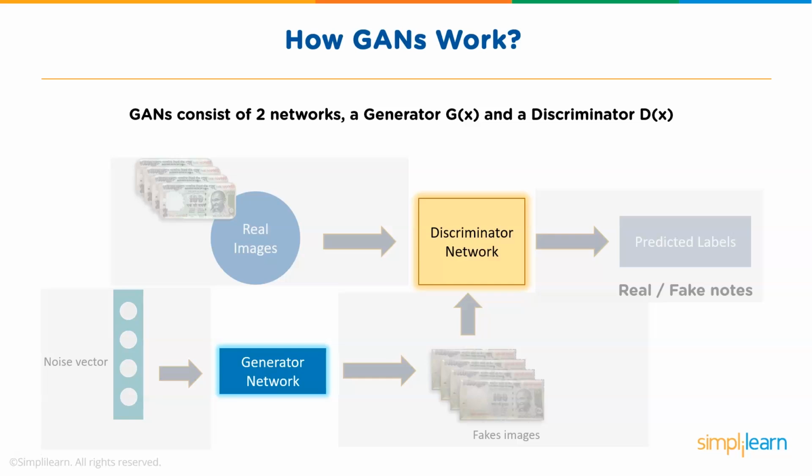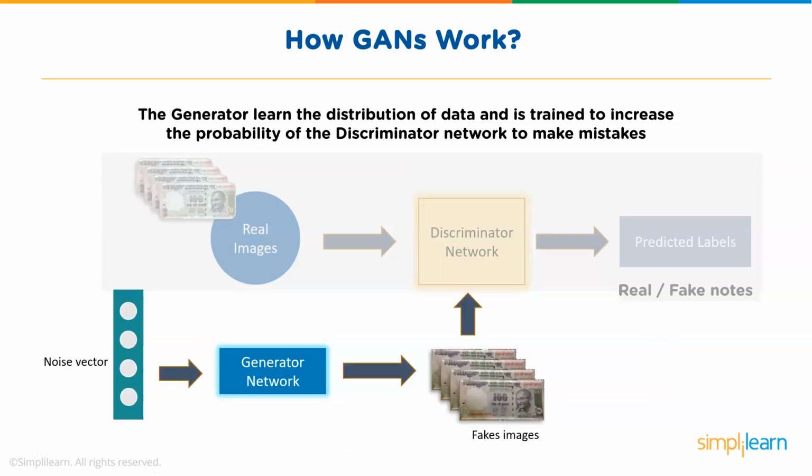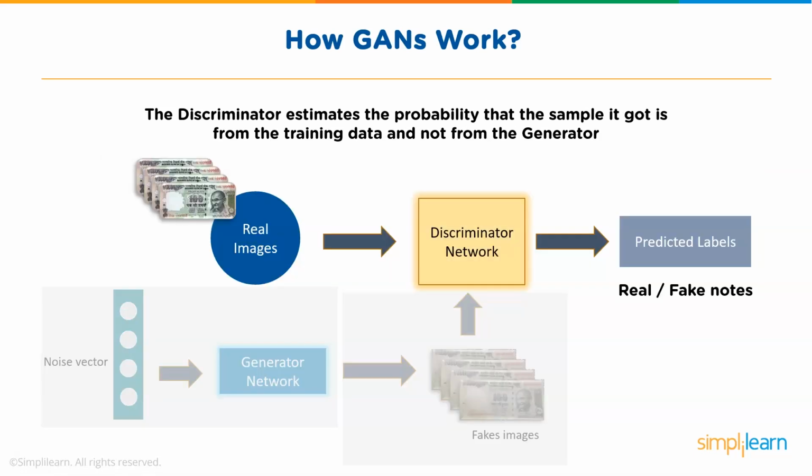Now you are aware that GANs consists of two networks, a generator G of x and discriminator D of x. Now the generator network takes a sample and generates a fake sample of data. The generator is trained to increase the probability of the discriminator network to make mistakes. On the other hand, the discriminator network decides whether the data is generated or taken from the real sample using a binary classification problem with the help of a sigmoid function that gives the output in the range 0 and 1.